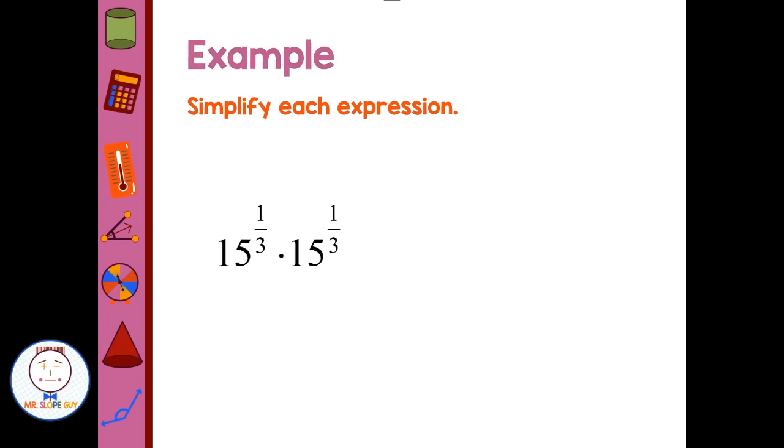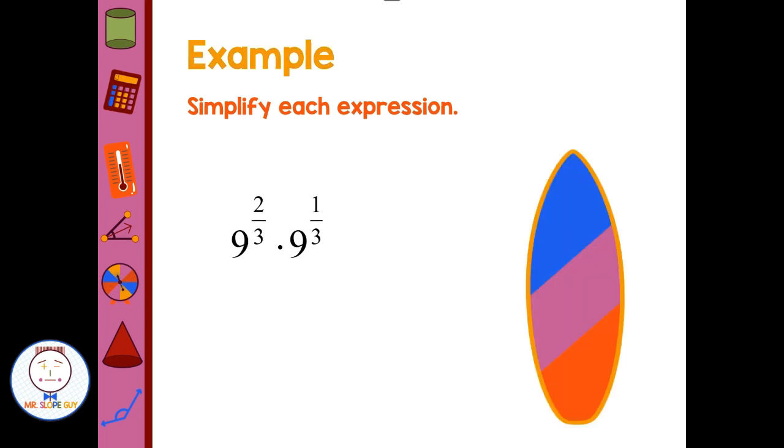15 to the 1/3 times 15 to the 1/3. I am multiplying, have the same base. We can add exponents and get 15 to the 2/3. And to write in radical form, the 3, the denominator, is the root or index, and the 2 is the exponent. So I have the cube root of 15 squared.